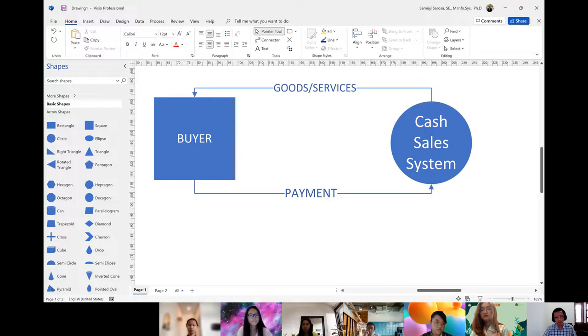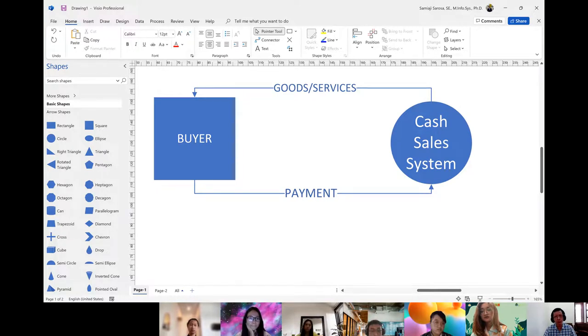Okay. So if you follow my explanation, I already explained about the customer and also the seller that is inside the system. The cashier is actually inside this. So in a data flow diagram, we will have external parties and also internal parties. This is the internal party, the system. And the external is the buyer.